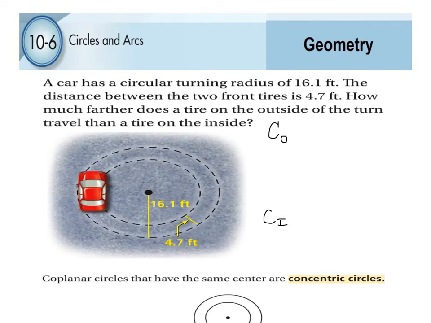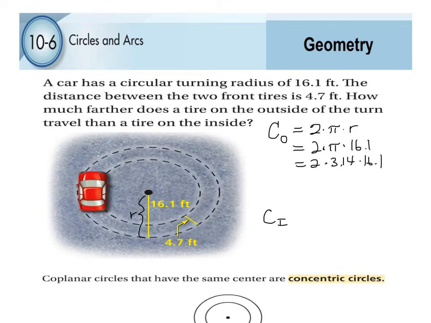Now, you'll notice on the outside circle, in this case we have the radius, so we would use 2 times pi times r. The radius of the outside circle is that distance right there. Again, the radius is from the center to the outside of the circle. So then it becomes 2 times pi times 16.1. Now, when I calculate this, I'm going to use the number 3.14 as pi. So this is really 2 times 3.14 times 16.1.